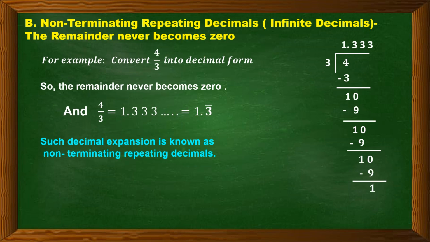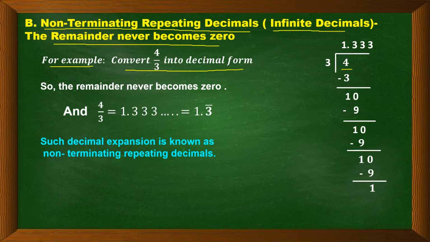Now the second form of decimal expansion in case of a rational number is non-terminating repeating decimals, which we also call infinite decimals. That means the number of decimal places will be infinite in such a case. The remainder never becomes 0. So we continue with the division process as long as we desire. For example, if we have to convert 4 by 3 into decimal form, we will use the division method. 4 we will keep inside and 3 we will keep outside.